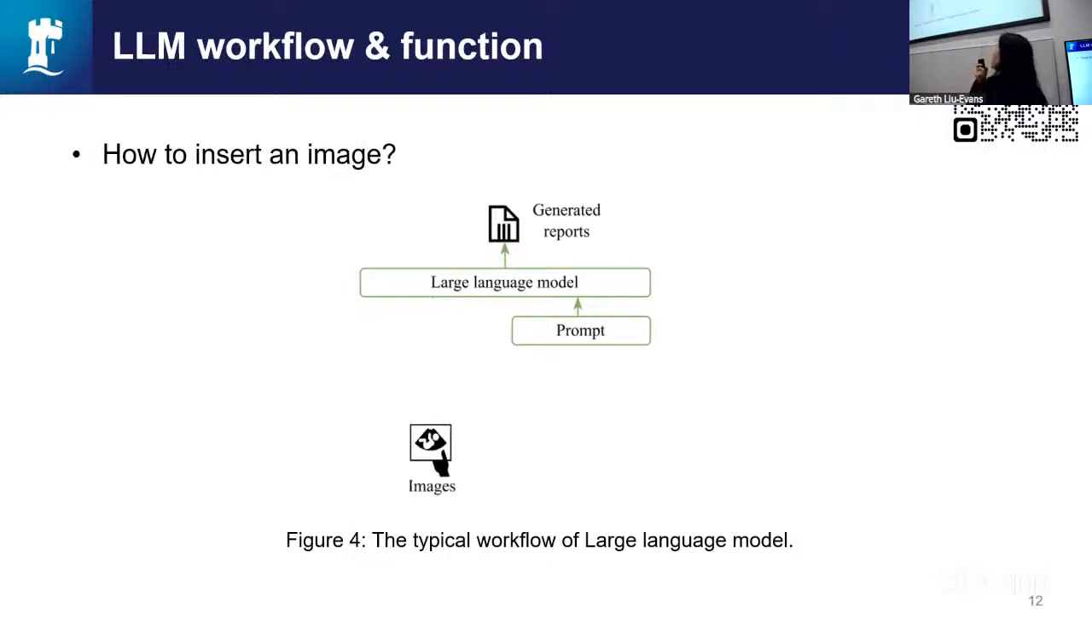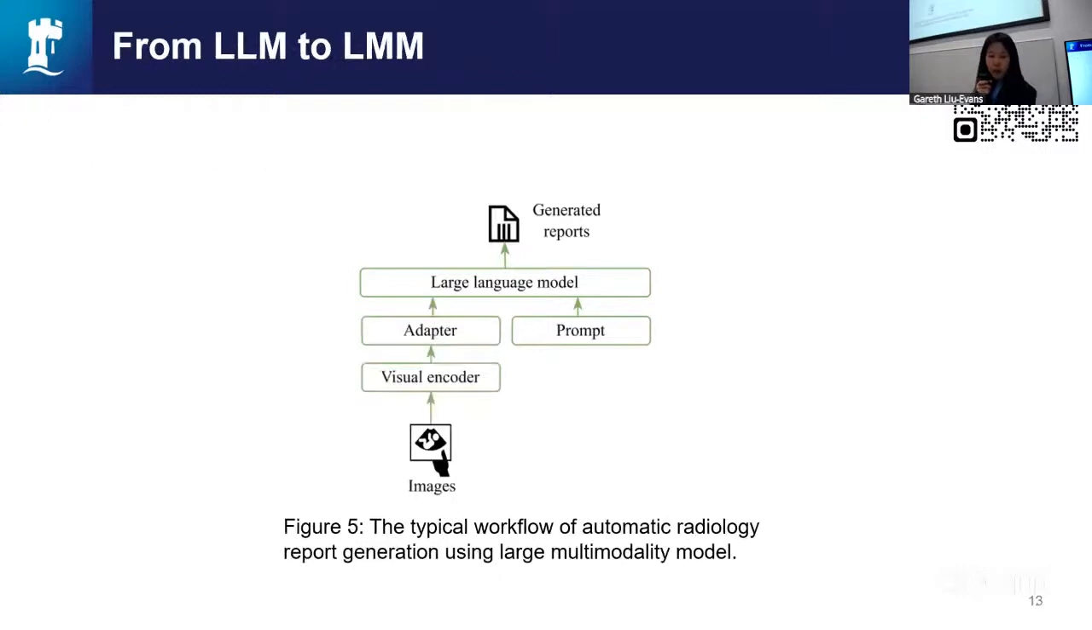Therefore, how do we insert these images? Mostly, there will be a visual encoder to do the third step, encoding the images into image features, and then there will be different adapters designed to align the visual features with the output text features, to do this alignment.